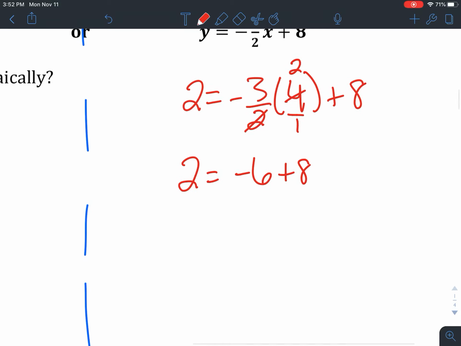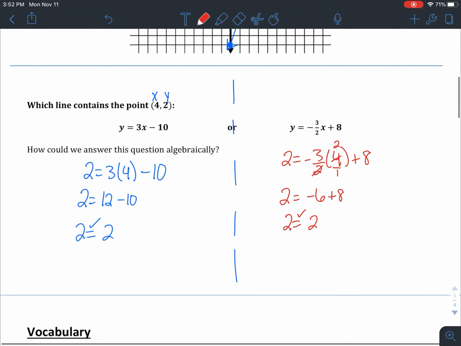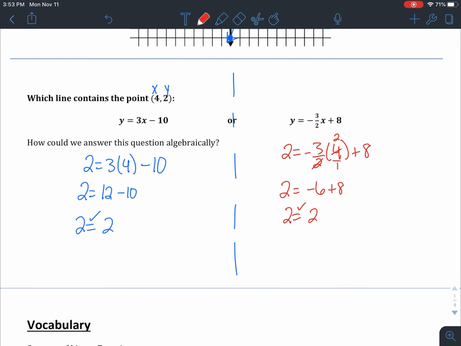But from here, negative 6 plus 8 is a positive 2. So I do, again, end up at 2 equals 2, which is what I want. So I'm just putting that little check mark there, just saying, yes, it works. So that's our algebraic way of showing that a point is on each of the lines.